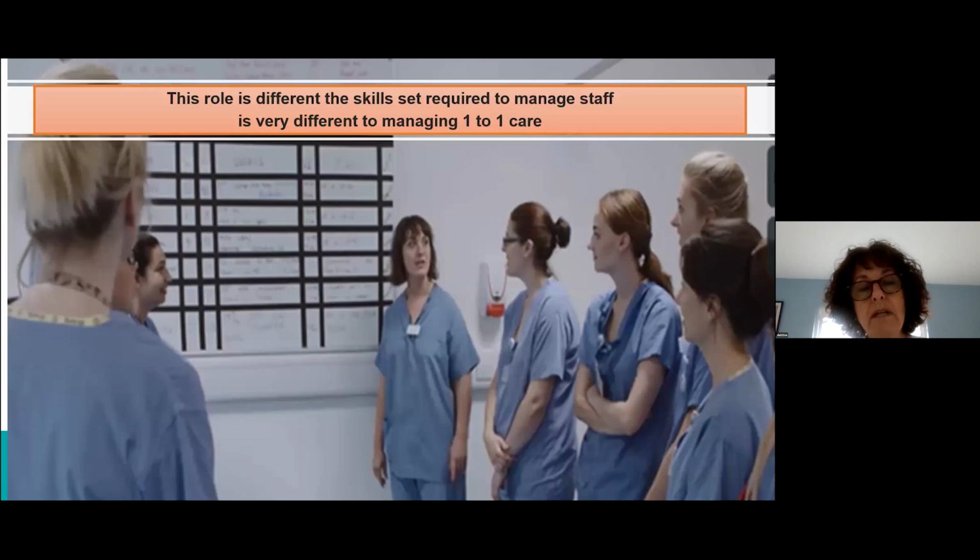So why is this role different? It's very different to providing clinical care that we do as midwives and doctors, and you need a very different skill set to manage staff, i.e. the multidisciplinary team.